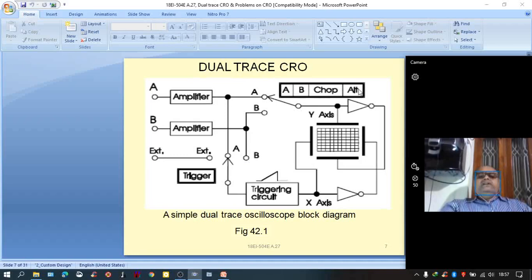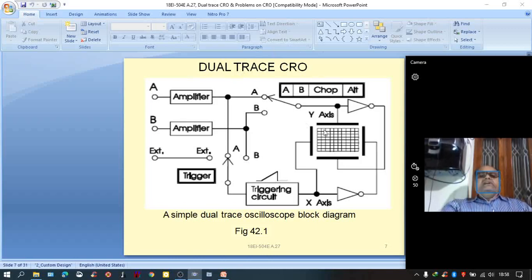And for chop and alter also. For chop mode, here the function select switch and the trigger select switch would continuously be switching between A and B at a faster rate. Whereas in case of alter mode, the function select switch and the trigger select switch will be in position A for one cycle of the sweep and position B for the other cycle of the sweep.